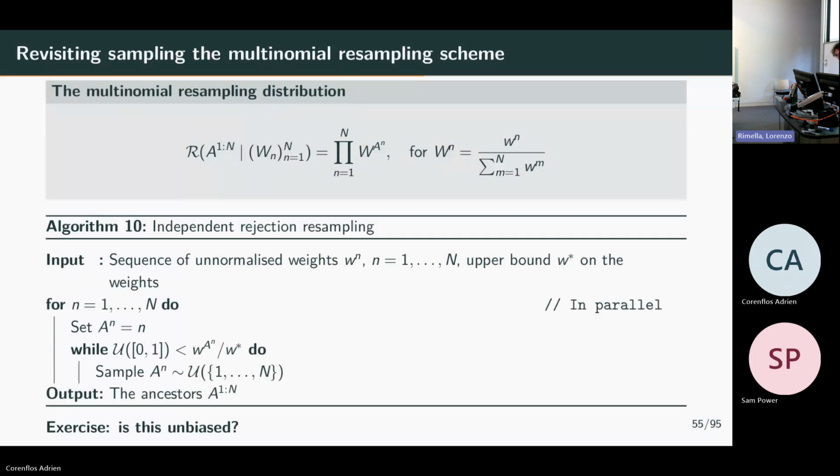Another way to do that is via rejection sampling. So if you know an upper bound of your weights that you can compute, because finding the maximum of the weights in the array is not the same as computing the sum, it's numerically stable, right? You can then use rejection sampling. So you propose a given ancestor, and then you accept or reject it, right? And you do that in parallel for all the possible ancestors you want.